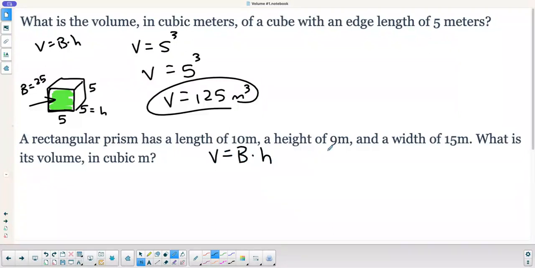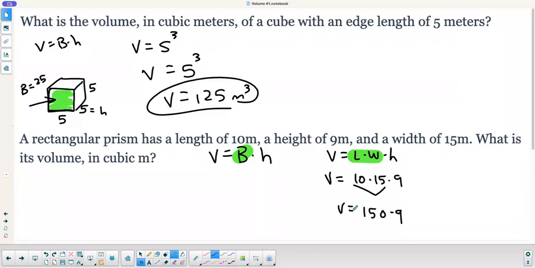But if they give it to you in the length, width, height formula, you could think length times width times height like that. And you could think of the length times width as your base. So if I did it this way, volume equals 10 times 15 times 9. That is actually what your base would look like. Your base would be 150. So either way, my volume would equal 1350 cubic units.